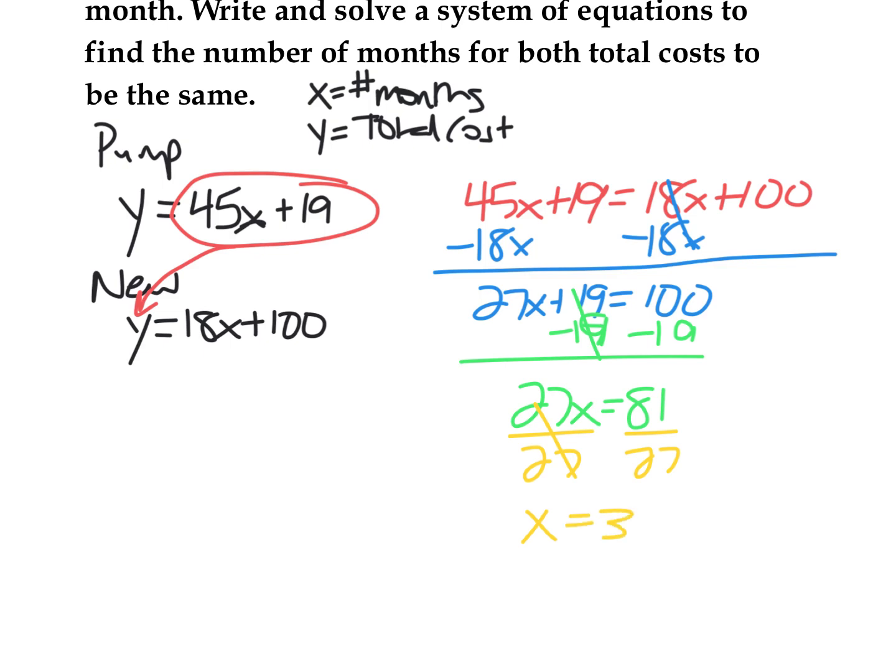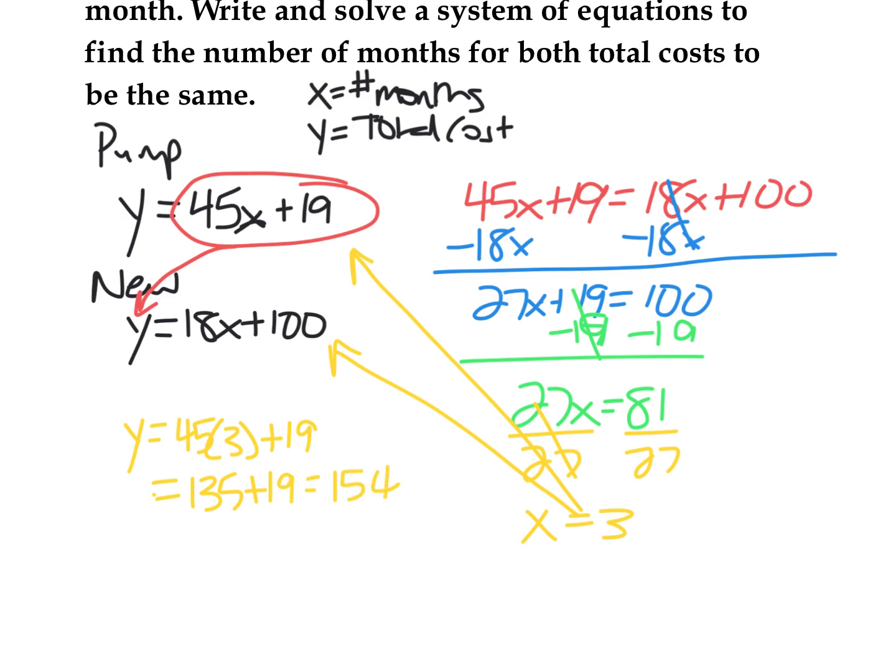And I could plug that in. Let's check it. Let's plug it into both of these equations. In the first one, for Pump It Up, we're going to have y equals 45 times 3 plus 19. So 45 times 3 is 135, plus 19, that's 154. Then I'm going to plug it into the second equation. I'm going to get y equals 18 times 3 plus 100. 18 times 3 is 54, plus 100, so 154. And they come out the same. That makes sense. We'd have 3 comma 154.